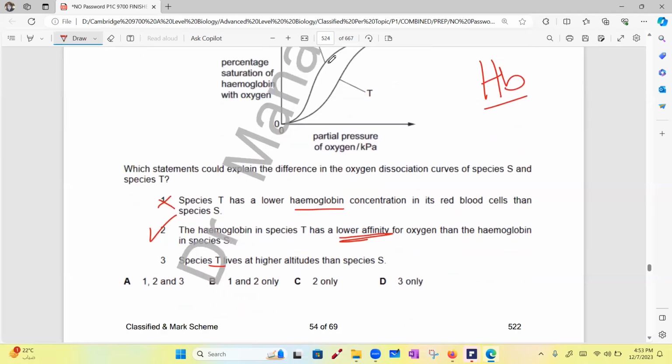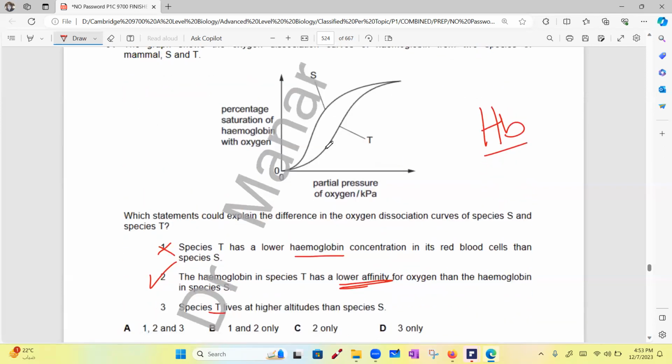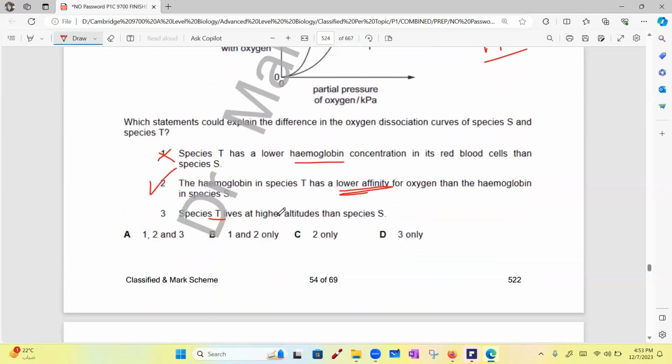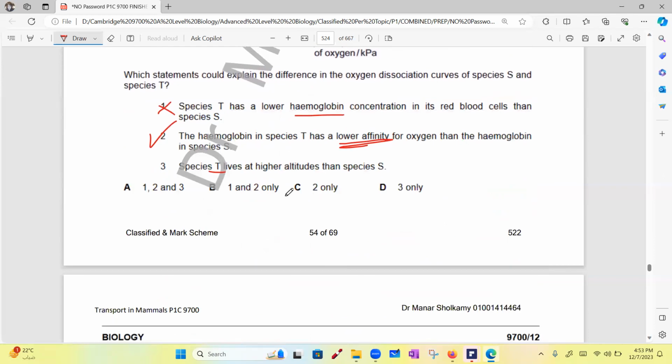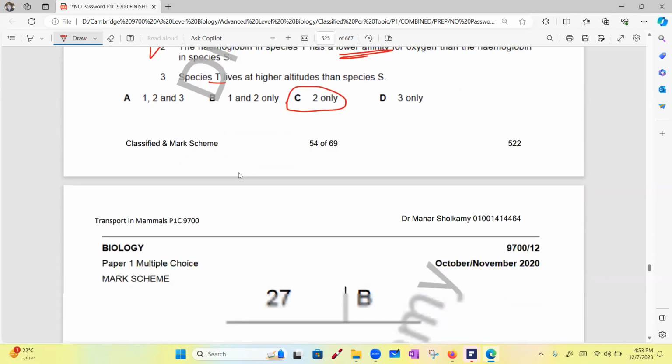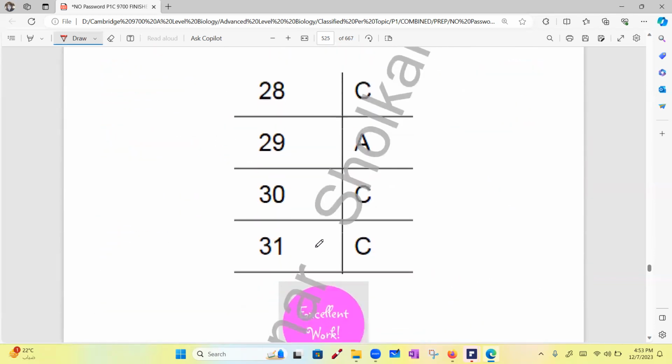How did we know? Maybe species T is just moving more or respiring more. We can never be sure. They did not say that there's an increase in the red blood cell count. So what's the answer? C. You all understand why? We got C. Yes, correct.